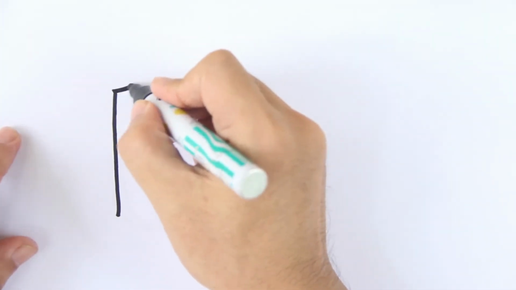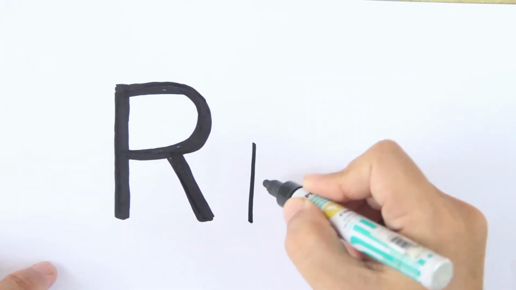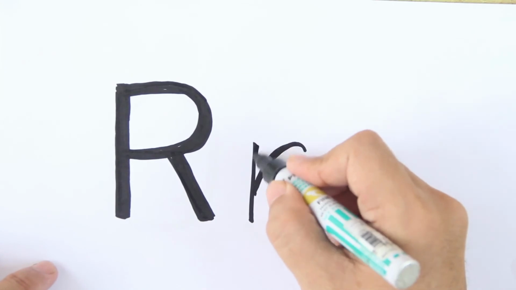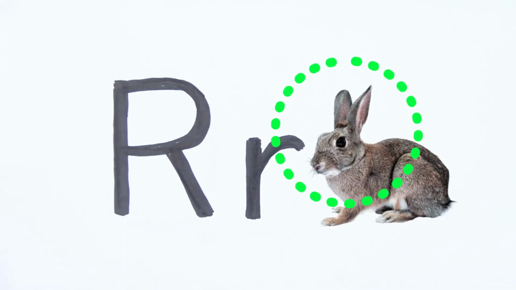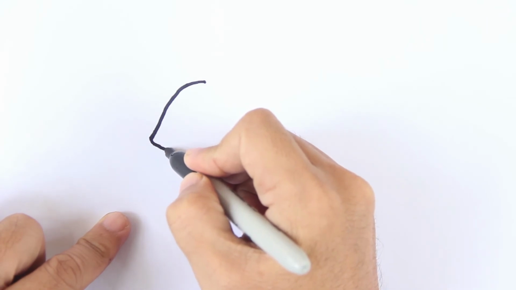This is capital letter R. And this is small letter r. R is for rabbit. Let's draw a rabbit.